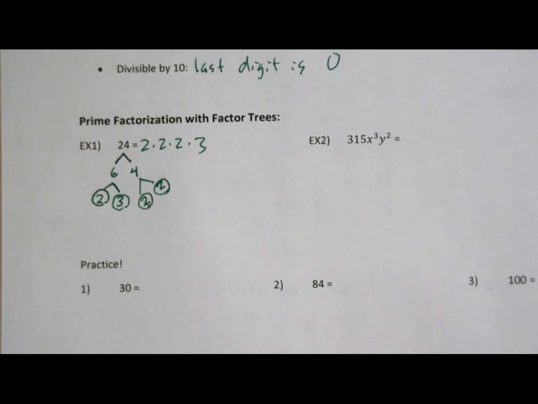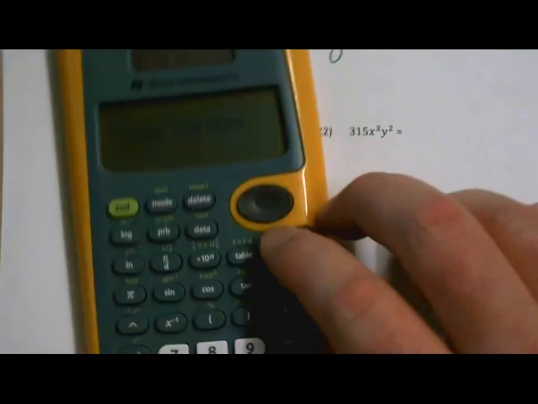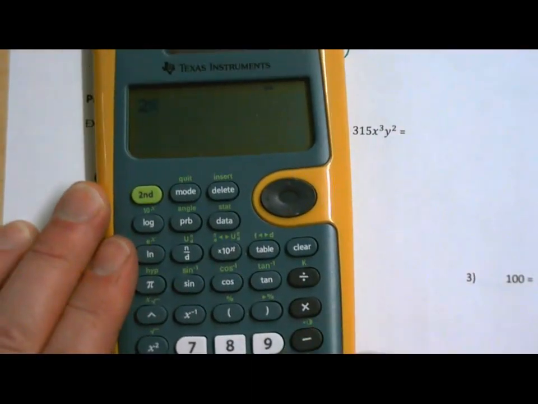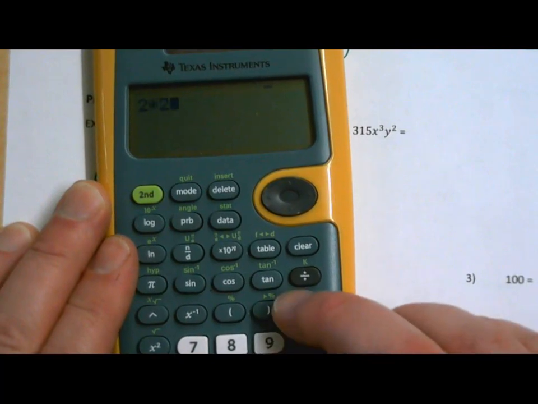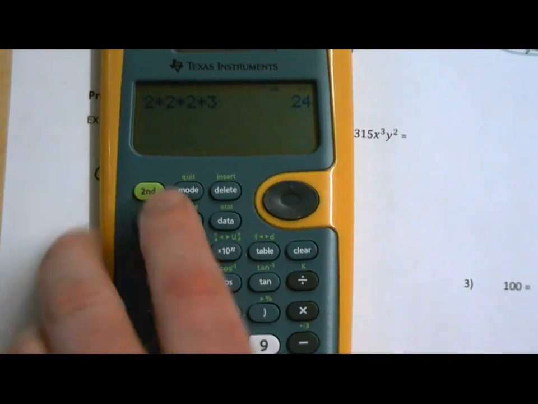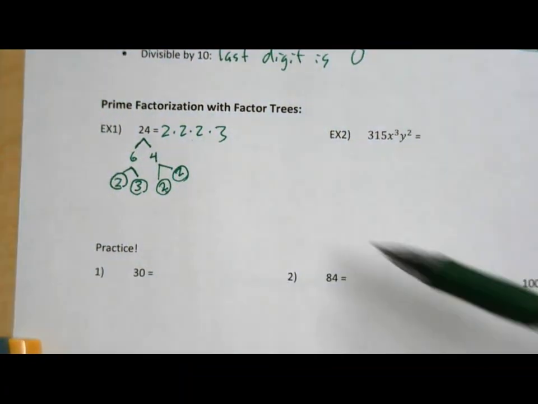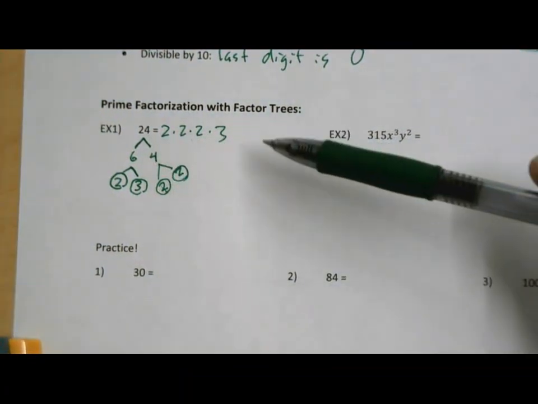And that's it. That's our prime factorization. If you've got your calculator in front of you and you type in 2 times 2 times 2 times 3, we get 24, which is the number we started with. So the idea is we're trying to break this down into its smallest prime factors.